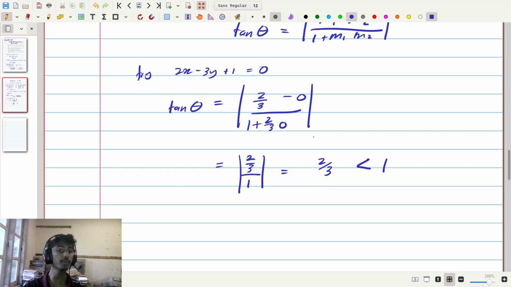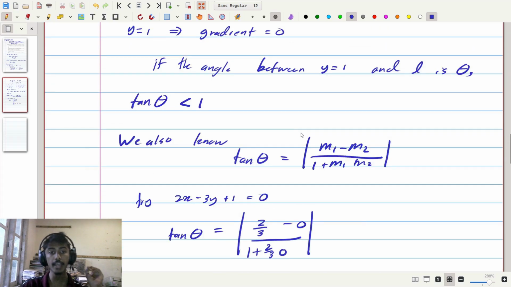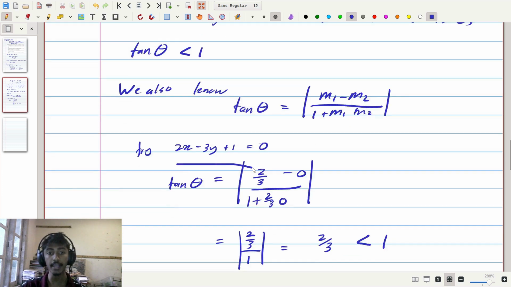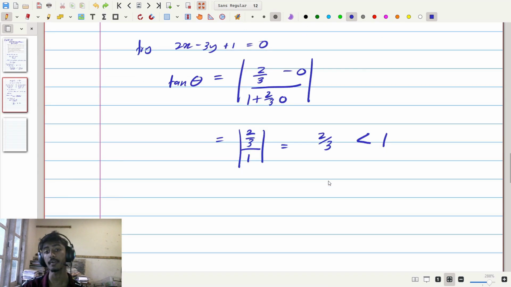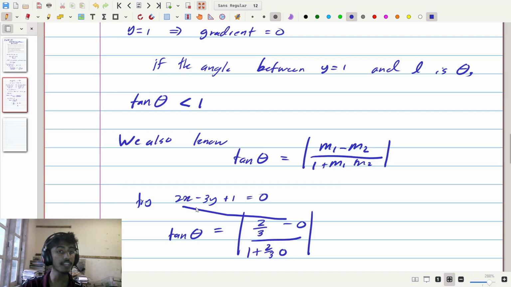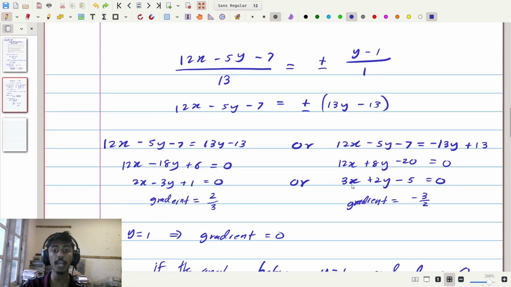Now since this value is less than 1, we can conclude that the angle must be less than 45, and therefore this line is in fact the line L. Now in the case that this didn't happen, in the case we got some value that's greater than 1, let's say 4 over 3 or something, then what we'd have to conclude is that this line is not the line we're looking for, and therefore the other line of our two choices must be the angle bisector of the acute angle.